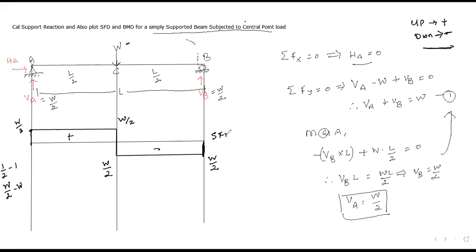This is your shear force diagram. Is it clear or not? Please confirm. Any question till here? Is there any question till here? Okay, no problem. Don't worry. We will calculate many examples for the same topic. Still, if you have doubt, you can ask me in the next lectures.